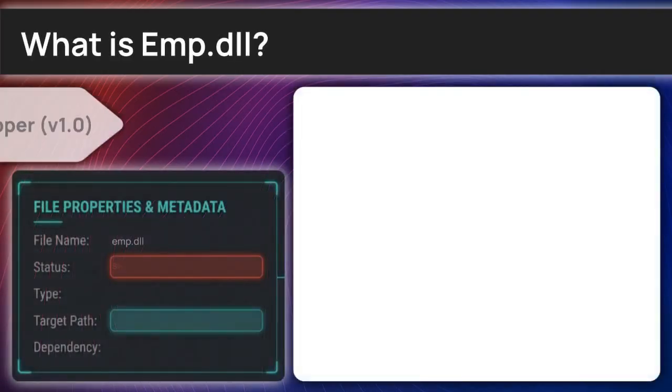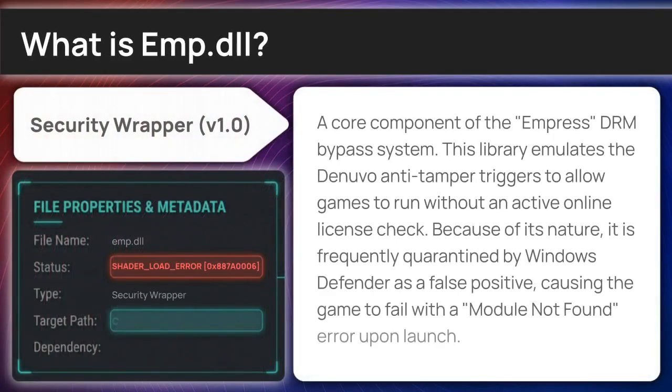This is the EMP module, a core component of the Empress DRM bypass system. This library emulates the de novo anti-tamper triggers to allow games to run without an active online license check. Because of its nature, it is frequently quarantined by Windows Defender as a false positive, causing the game to fail with a module not found error upon launch.